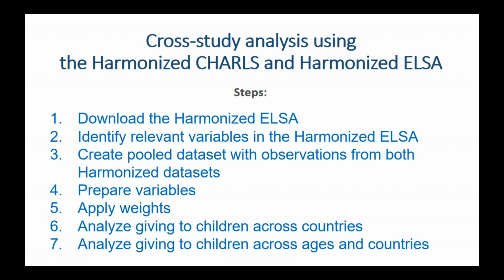We're going to prepare our variables. We're going to apply weights, and we'll talk about how to weight using information from 2 different studies. And then we're going to analyze giving to children across countries, just a kind of difference approach. And then we're going to analyze giving to children across ages and countries, and we can see if we have a different pattern in these 2 different countries. And that's a difference in difference approach.